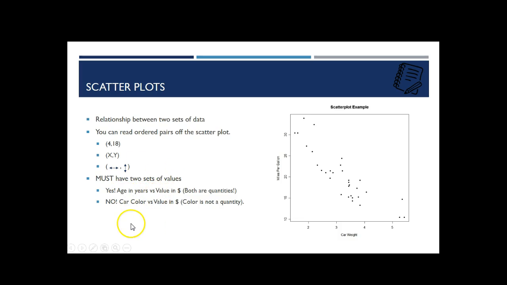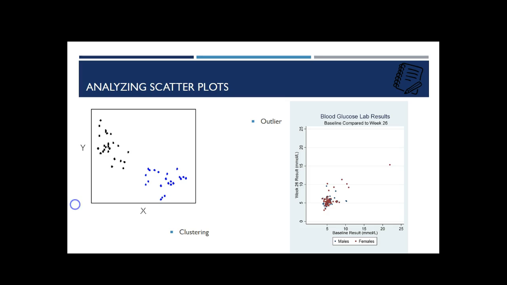Remember that when you're looking at scatter plots, you must have two sets of data, and that means that they are both quantities. So we're looking for two sets of numbers that can be compared on your scatter plots. An example that I give you on this one is that you could use the age in years versus the value of vehicles, because age is a number and value in dollars is also a number. But you could not use the color of the car versus the value of the car, because that color, red, green, blue, whatever color it is, is not a quantitative value. It's not something that we can count and plot.